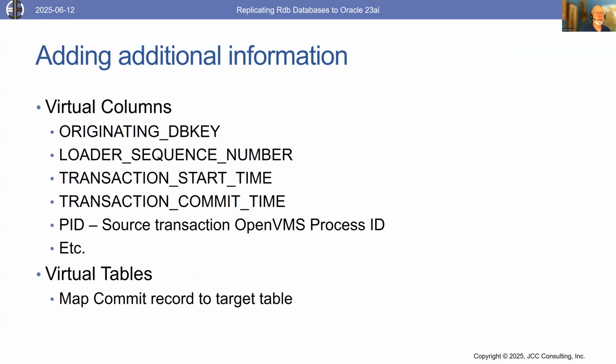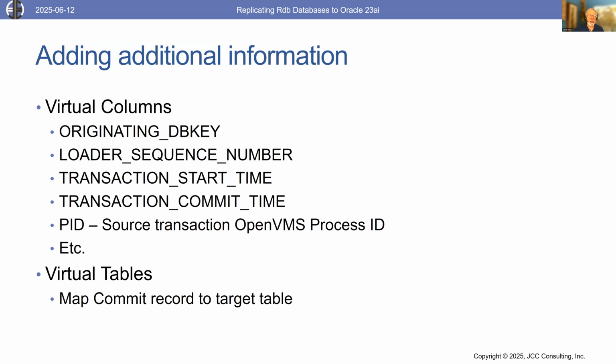We can add additional information. I mentioned the originating DB key earlier. We can add the loader sequence number, the transaction start time, the transaction commit time, and the process ID of the source OpenVMS transaction. That's the process ID of the process that updated the RDB database, and a number of other things.